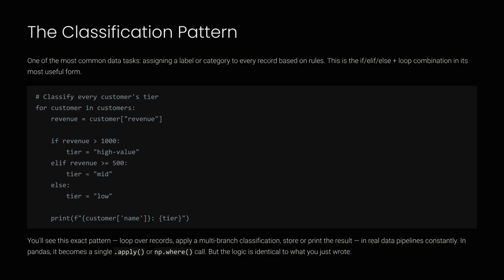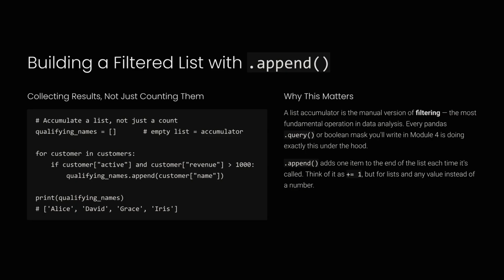Finally, the classification pattern. Using if, elif, and else to categorize records is fundamental to data pipelines. You'll see this logic everywhere, even in professional tools like pandas. Now let's build a filtered list using the .append method. Instead of just counting your results, you can collect the specific items that match your criteria into a new list, creating a powerful subset of your original data.